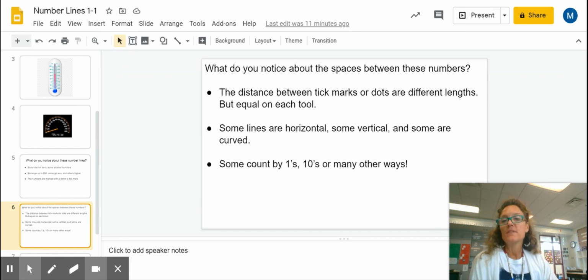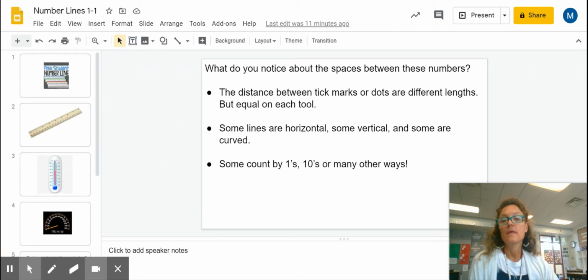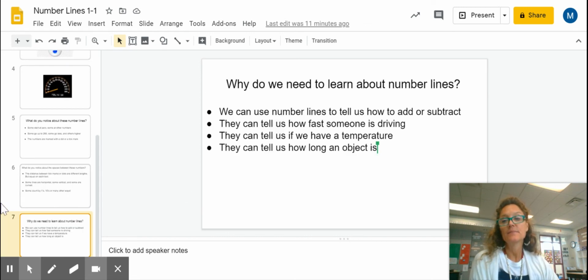What did you notice about the spaces between the numbers? I mentioned that the distance between the tick marks are maybe different lengths compared from the ruler to the thermometer to the speedometer, but each number has an equal distance between the number on each tool. Some of the number lines are counting by ones, others are counting by tens.